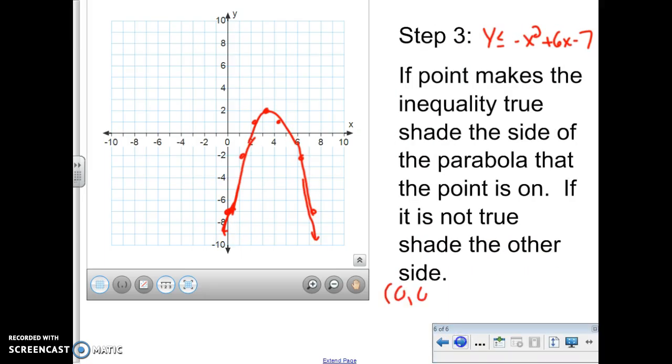So that means when I chose 0, 0 and I got the inequality 0 is less than or equal to -7, 0, 0 is right here, so nothing on the outside is true, so I would have to shade everything inside. I'm going to ask you guys to try the next one, and I will talk to you later.